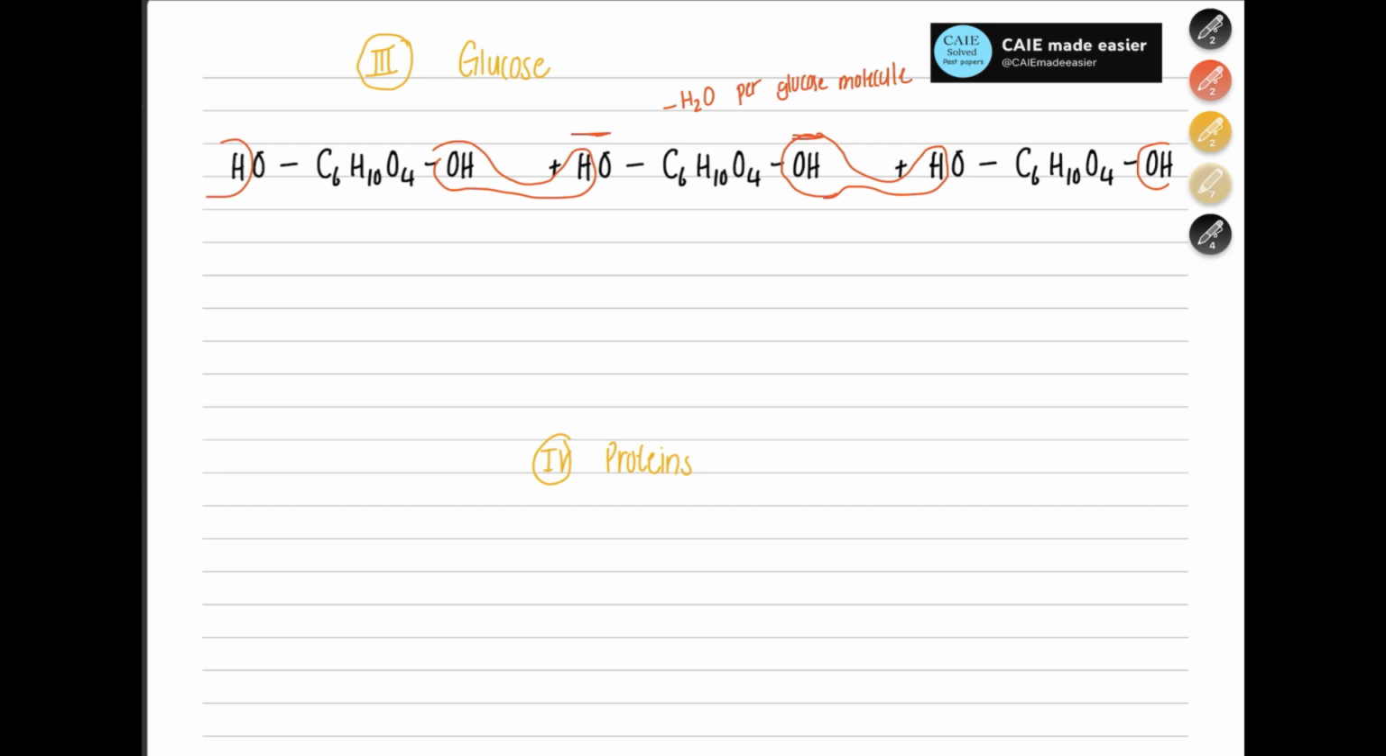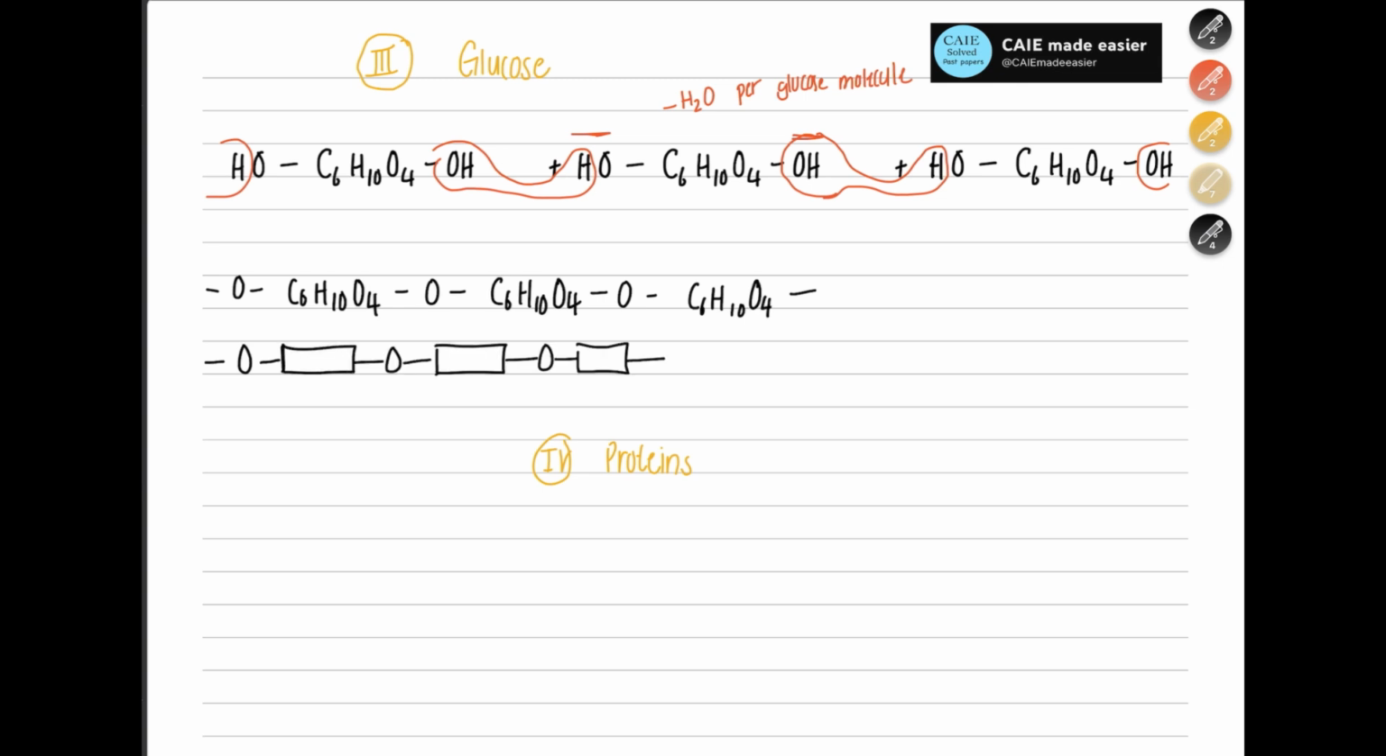Let's try to write it down now. O, C6H10O4, and then O, and then C6H10O4, and then O, and then it continues. So we can write this as O, and then make a box over and over again. Our key would be, this box means C6H10O4.